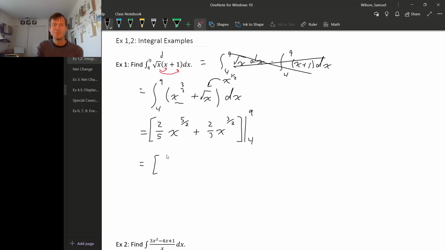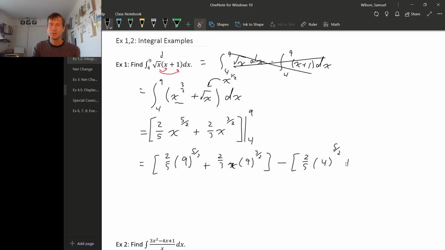So this is 2/5 times 9 to the 5/2 plus 2/3 times 9 to the 3/2. That's plugging in the top bound, and then minus, and then we plug in the bottom bound: 2/5 times 4 to the 5/2 plus 2/3 times 4 to the 3/2. And at this point, this is just a bunch of arithmetic that we can do.